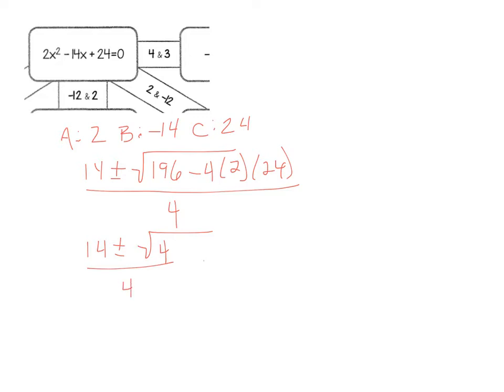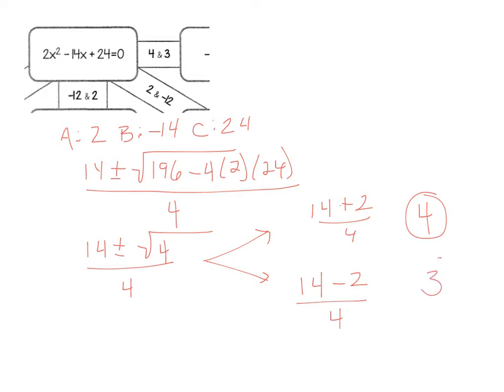And so this we're going to split into 2. And because the square root of 4 is a perfect square, that's going to simplify it. It's going to be 14 plus 2 over 4. And 14 minus 2 over 4. So 14 plus 2 is 16. 16 divided by 4 is 4. And 14 minus 2 is 12. 12 divided by 4 is 3. That's going to take us over to the right.